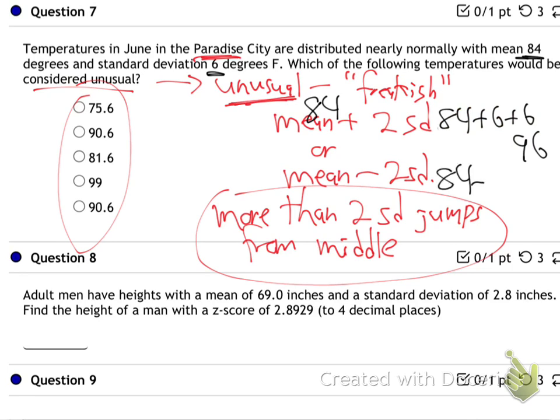And here I'll go 84 minus 6 minus 6. Minus 12, what is that? 72. So as long as you're between 72 and 96, you're not freakishly high or low. So are any of those temperatures outside that region? Yeah, only the 99, huh? That's a freakishly high temperature for Paradise City in June. Very rare. Does that make sense?